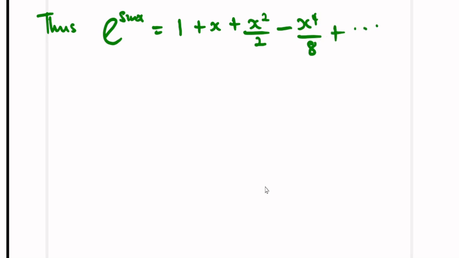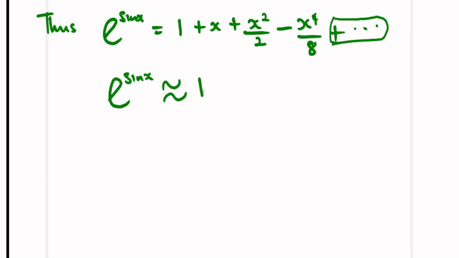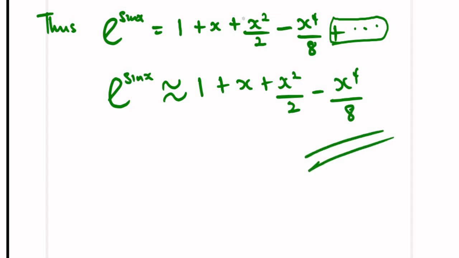But we are actually asked to ignore anything with n greater than 4. So we have to stop this continuation because we are ignoring them. So that gives us, it now becomes approximately 1 plus x squared over 2 minus x to the power 4 over 8. So the number one question has been answered.